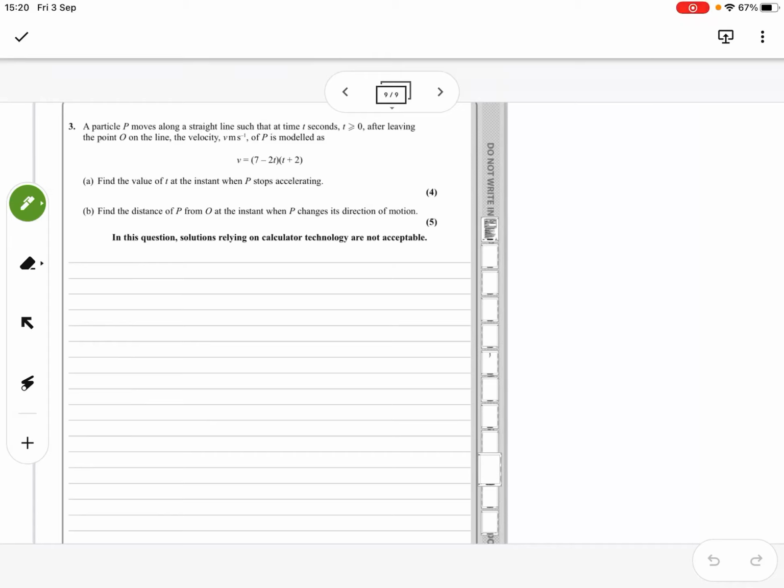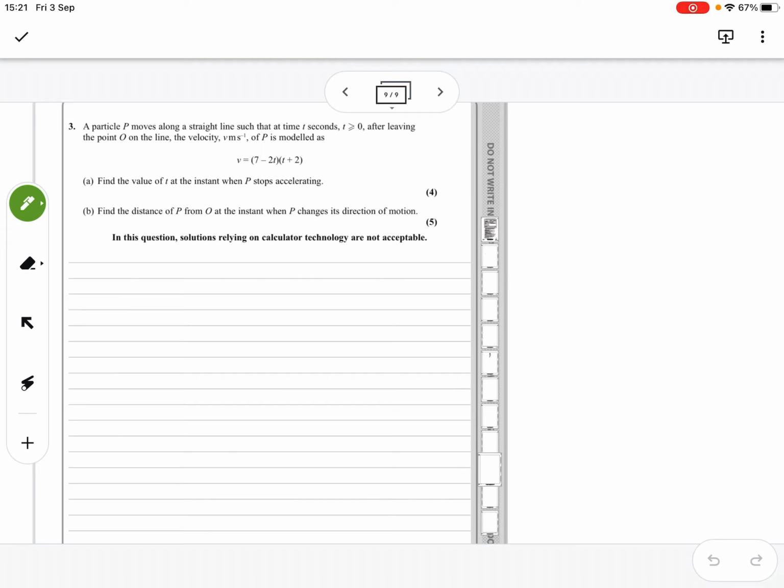Hi, this is October 2020, Paper 2 Maths AS exam, the last of the mechanics questions, question 3. A particle P moves along a straight line such that at time t seconds, t is greater than or equal to 0, after leaving the point O on the line, it's modelled like that. Find the value of t at the instant when P stops accelerating.